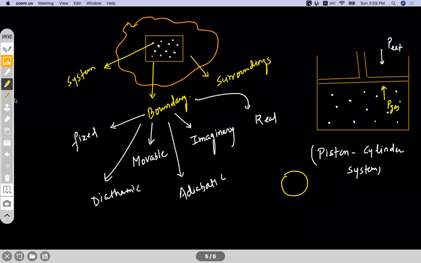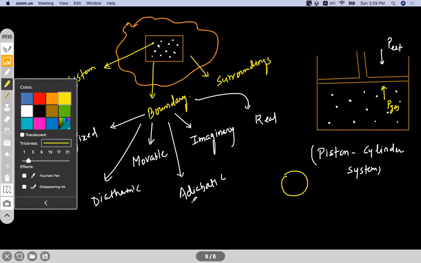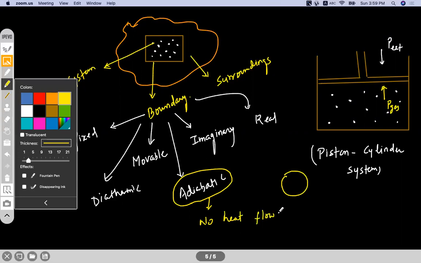Now, adiabatic and diathermic is what? Adiabatic boundary is the boundary in which there is no heat flow. No exchange of heat, okay? Neither can heat come in, nor can heat go out. Adiabatic is this, okay? No heat flow. Understood this?